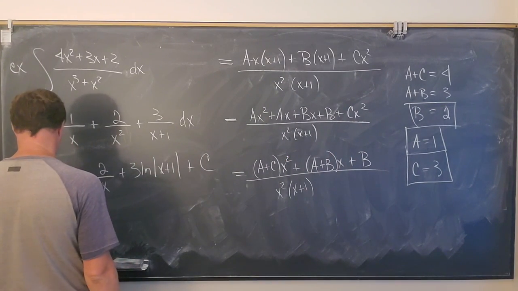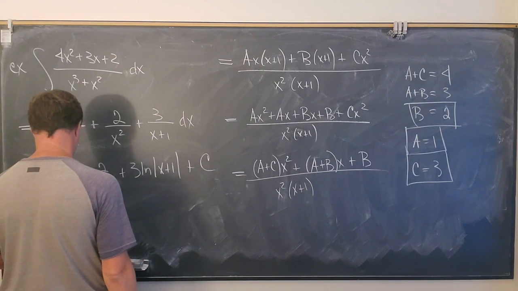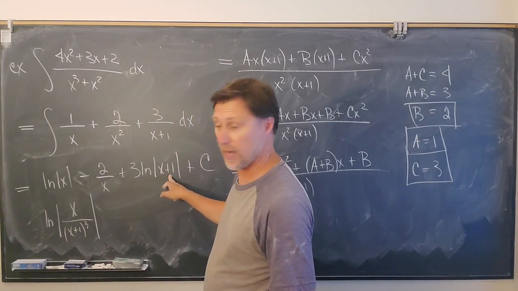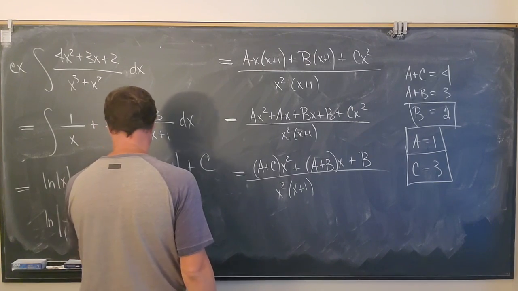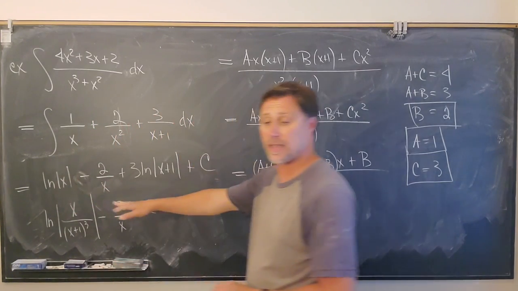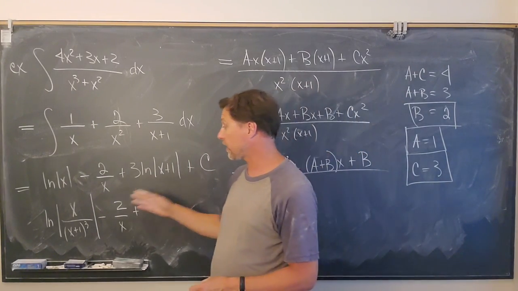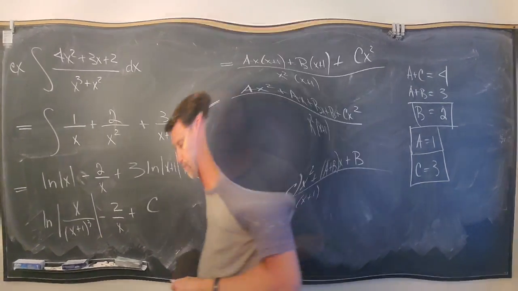This answer is fine, but your book would do something like this. Natural log absolute value of x over x plus 1 cubed, right? That 3 can be brought out as an exponent, minus 2 over x plus c. I would accept either of these answers on a test or a quiz, right? You don't have to simplify, but be aware if you're checking your answer in the back of the book, they're going to simplify as far as possible using rules of logs.